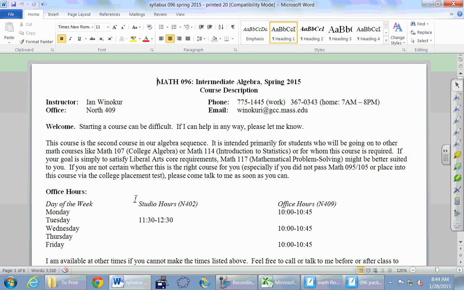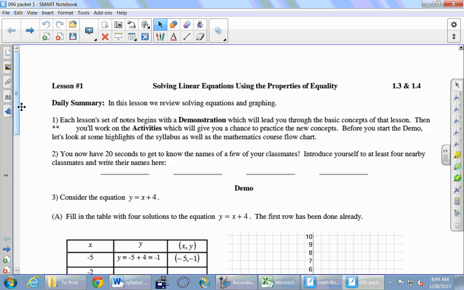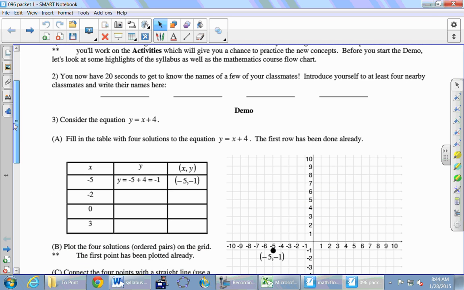Okay, so I don't want to talk any more about the syllabus. What I do want to do is come back here and start doing some math. Jumping in at number 2, we're going to Irene. Could you read 2?